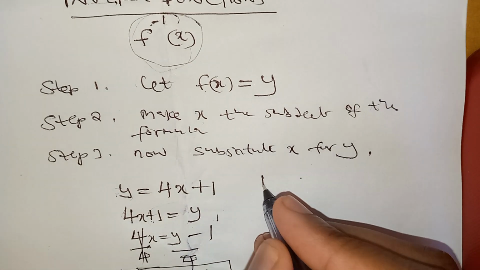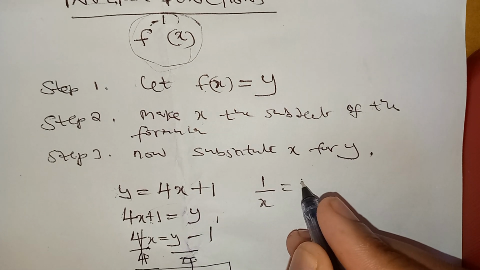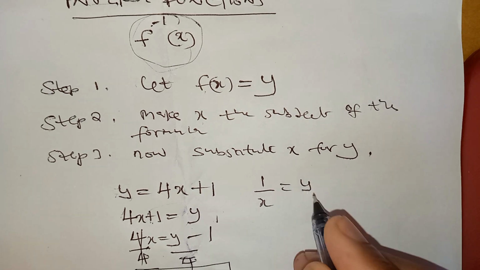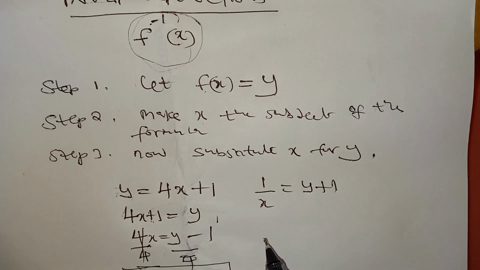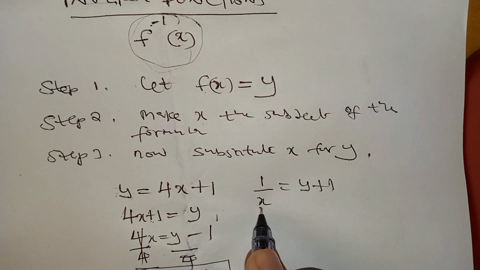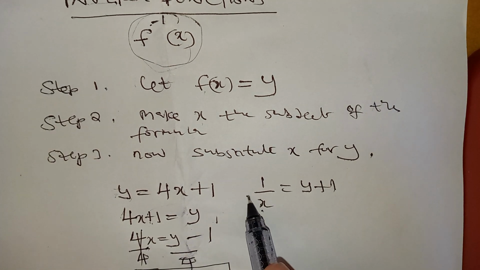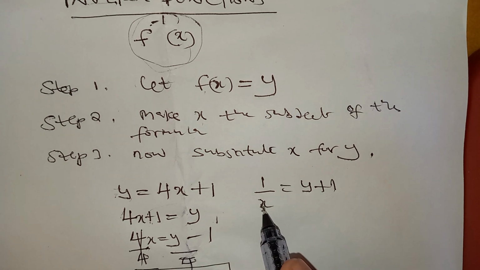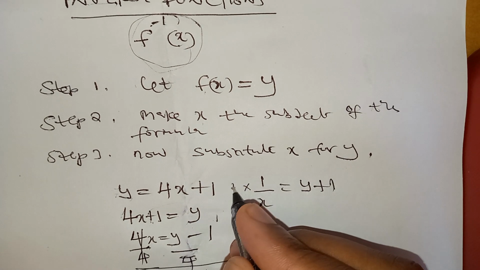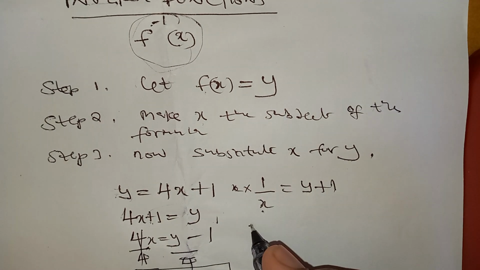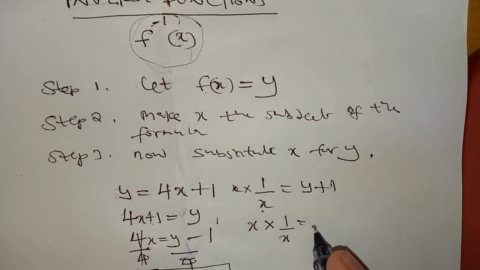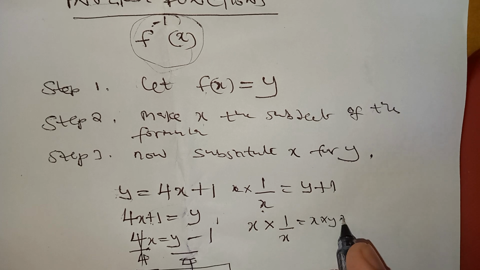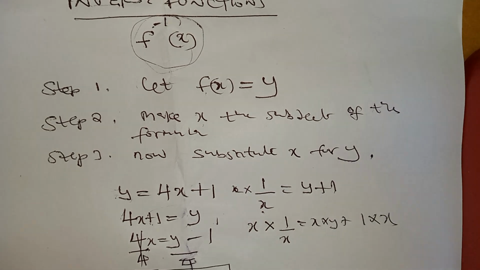Sometimes you're going to have 1 over x is equals to y plus 1. How do you make x the subject of the formula there? Since you're having a denominator, you have to multiply by x throughout to do away with this denominator. So you have times x. So let me just do it from here. So x times 1 over x is equals to x times y plus 1 times x, like that.